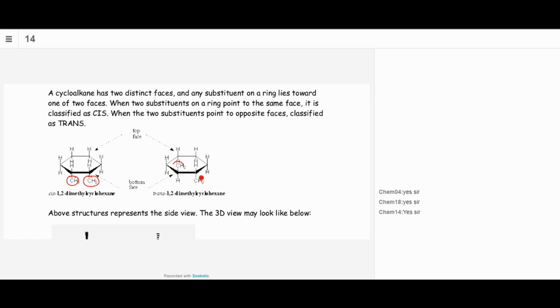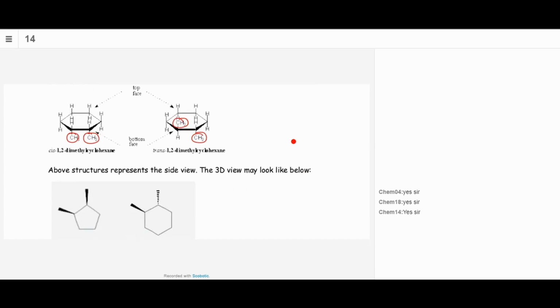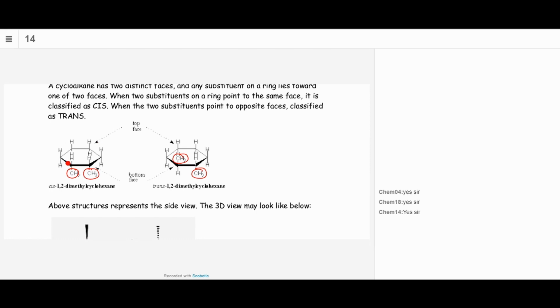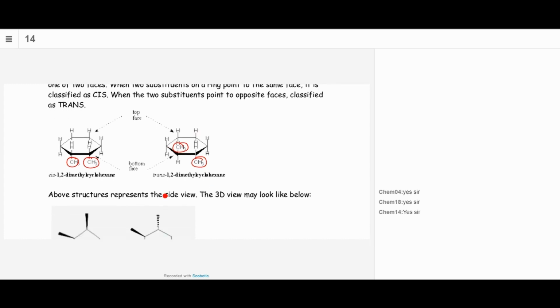But if they are on opposite faces but next to each other, in this case we call it trans, right? Because this ring acts like a carbon-carbon double bond. It's like a carbon-carbon double bond, even though there's no carbon-carbon double bond, the ring gives the same condition as the restricted bond rotation in a carbon-carbon double bond, right? So if the similar groups are on the same face, we call it cis, and if they are on the opposite face, we call it trans.